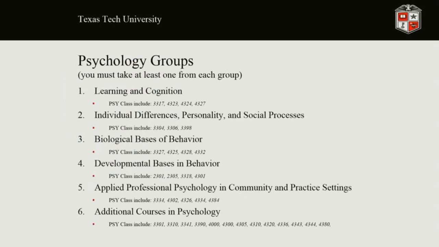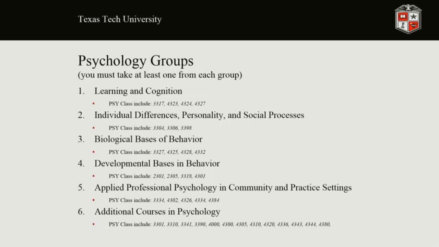In addition to the 3 core classes, the rest of our classes are divided into 6 groups. These are not any particular level or order. They are just different areas of psychology to give you a broad background in psychology as an entire discipline. Group 1 is Learning and Cognition. Group 2, Individual Differences, Personality and Social Processes. Group 3 is Biological Bases of Behavior. Group 4, Developmental Bases in Behavior. Group 5, Applied Professional Psychology in Community and Practice Settings. And Group 6, Additional Courses in Psychology.